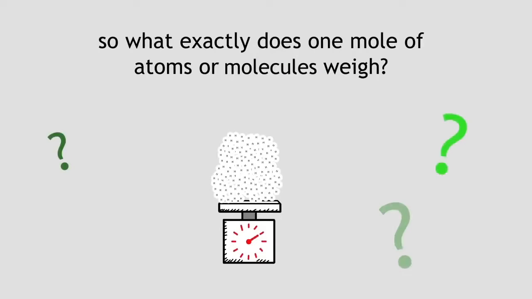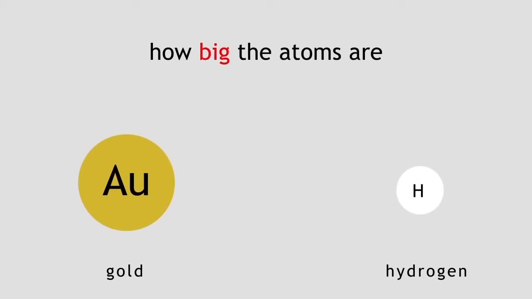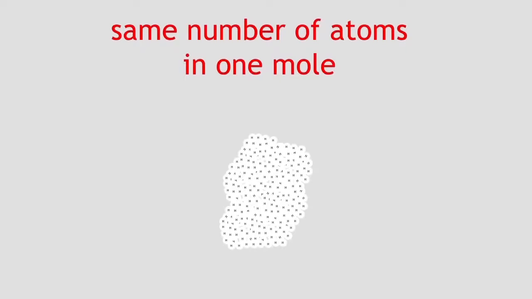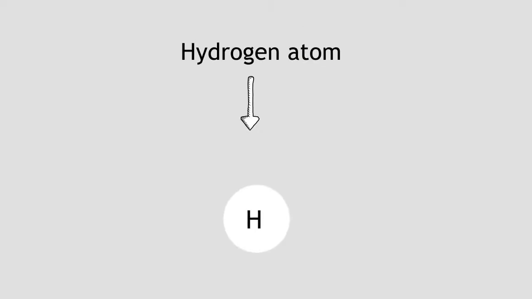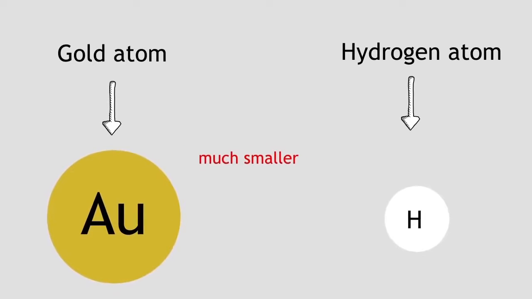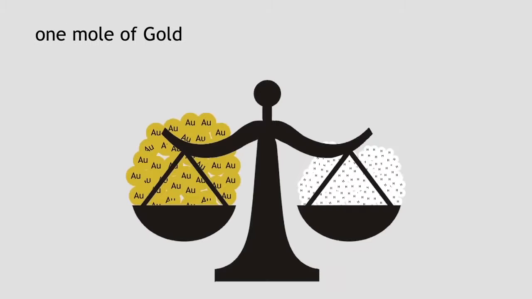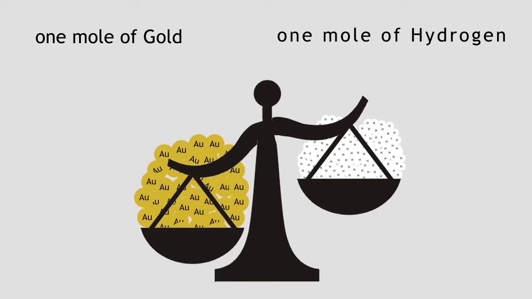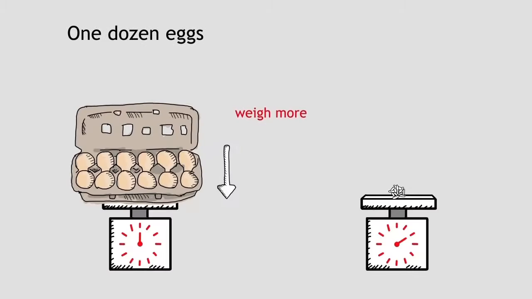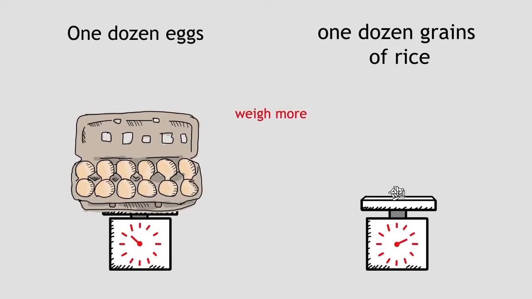So what exactly does 1 mole of atoms or molecules weigh? Well, this just depends on how big your atoms are. Just because we have the same number of atoms in 1 mole, it does not mean that they're all the same size. For example, you're probably aware that a hydrogen atom is much smaller than a heavy gold atom. So 1 mole of gold will weigh much more than 1 mole of hydrogen. Just in the same way that 1 dozen eggs would weigh more than 1 dozen grains of rice.